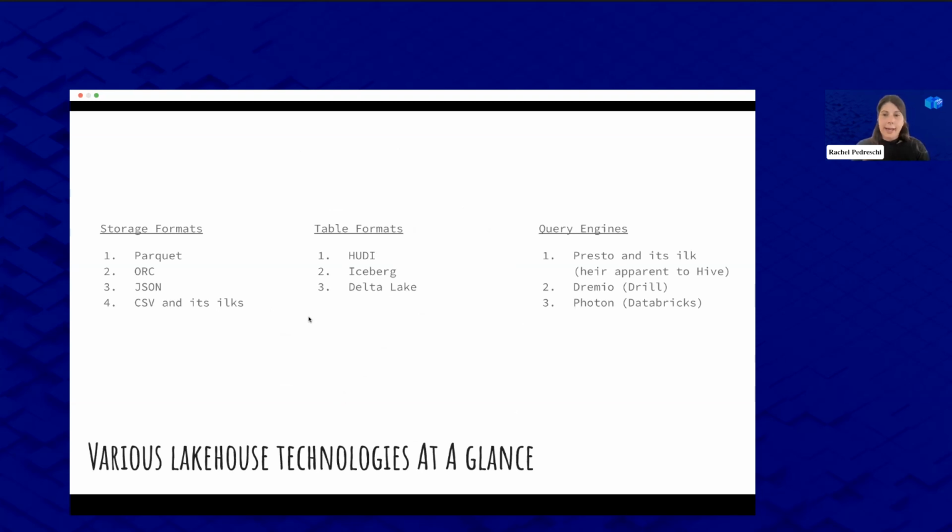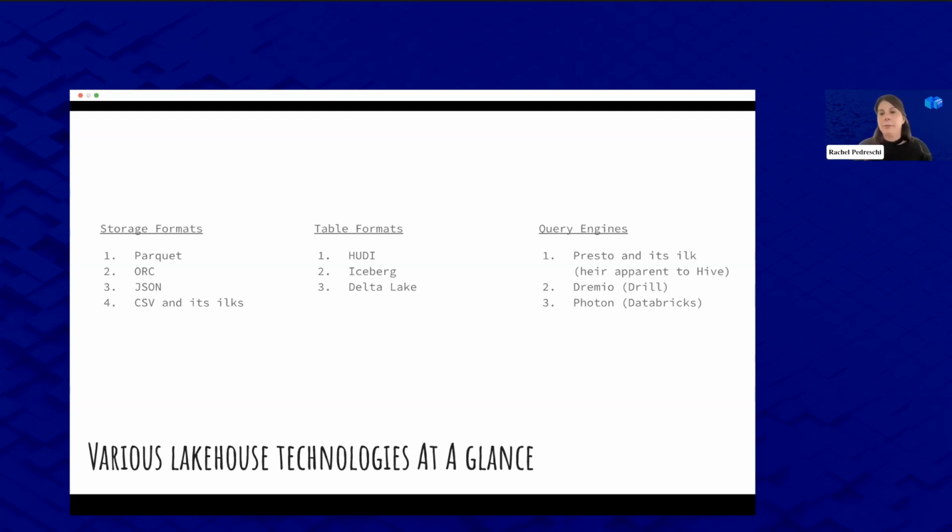So let's look at some of these storage formats and table formats and query engines. I think I've mentioned most of them, but you can store your data in Parquet or ORC, JSON, CSV. Again, typos. This is what happens when you write your slides the night before. And table formats like Hoodie, Iceberg, Delta Lake. For the most part, each one of those does a really good job of schema evolution. You just need to keep in mind the different features that they expose in terms of functionality.